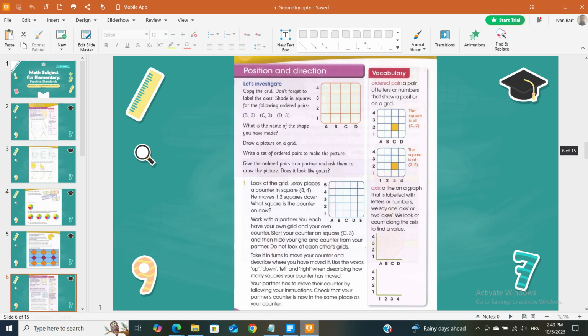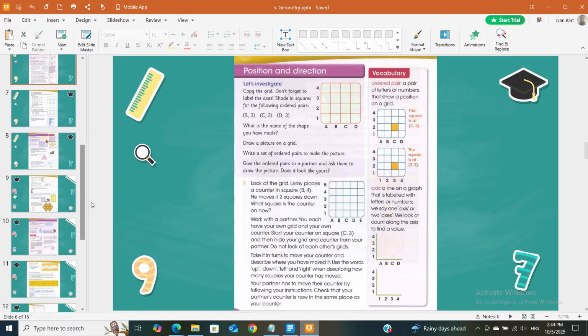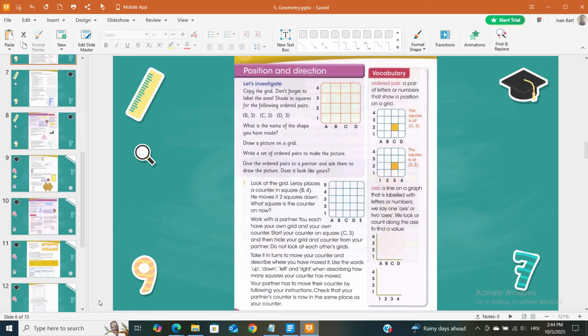Vocabulary. Ordered pair. A pair of letters or numbers that show a position on a grid. The square is at C2. Label the axes. Shade in squares for the following ordered pairs.